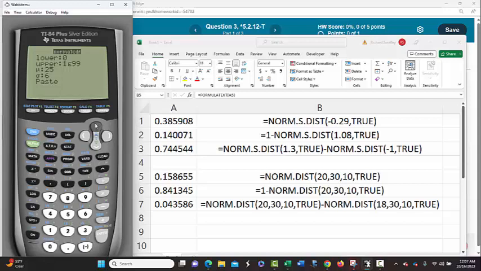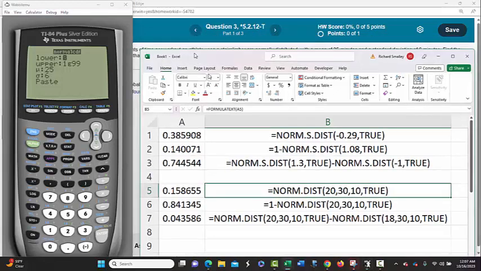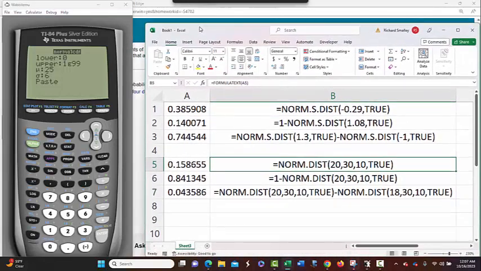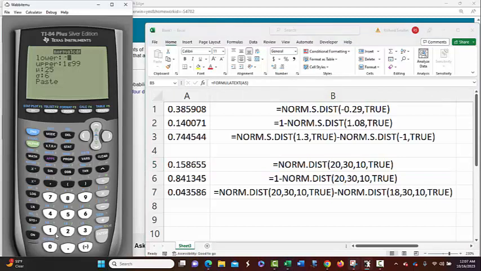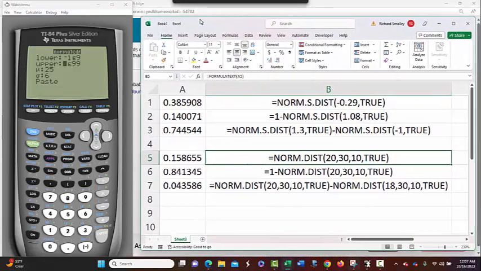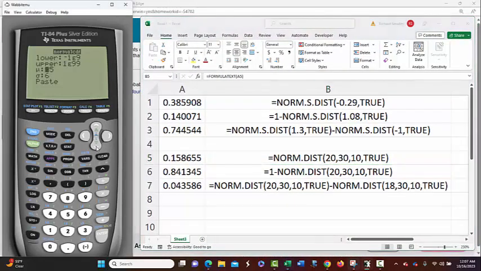I believe it was a less than 20. So less than means I have to use -1E99. Or 21? 20. No, 20 here, and then get back and put the 25 in there where it was.